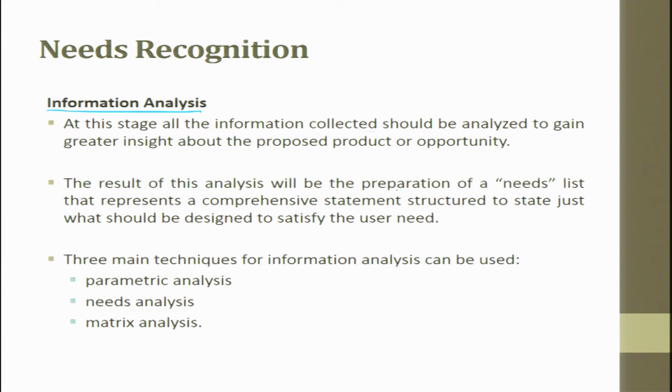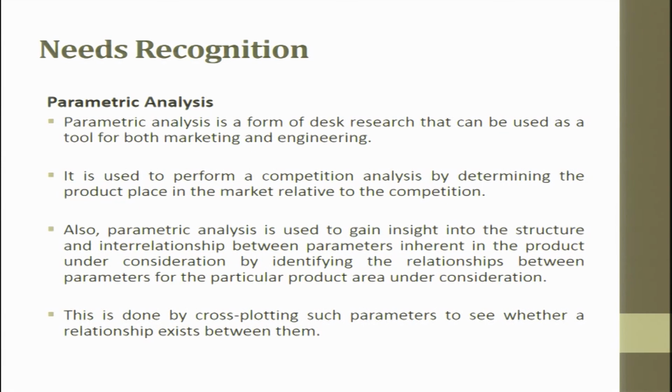The results of the analysis will be prepared as a needs list that represents a comprehensive statement structured to state just what should be designed to satisfy the user needs. Three main techniques for this information analysis can be parametric analysis, need analysis and matrix analysis. Okay. This is only going to tell us what should be the product, what all the different features should exist in our product such that we can have a better sale. So, first is parametric analysis.